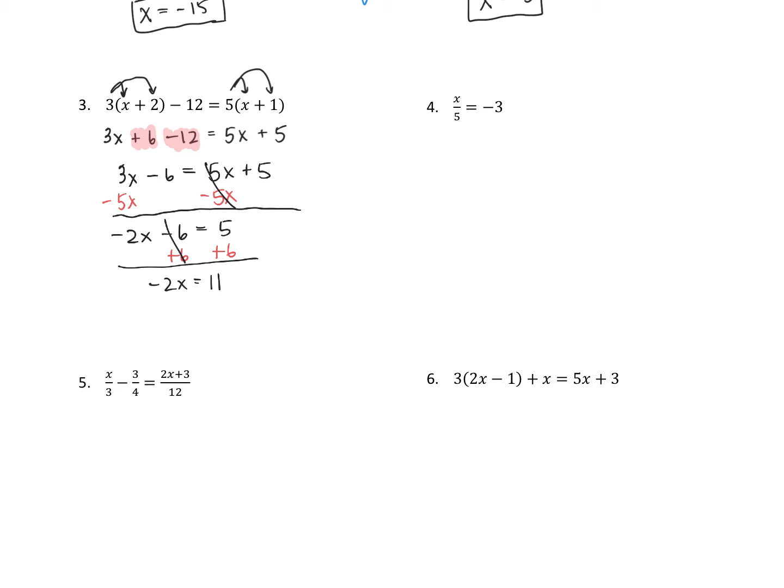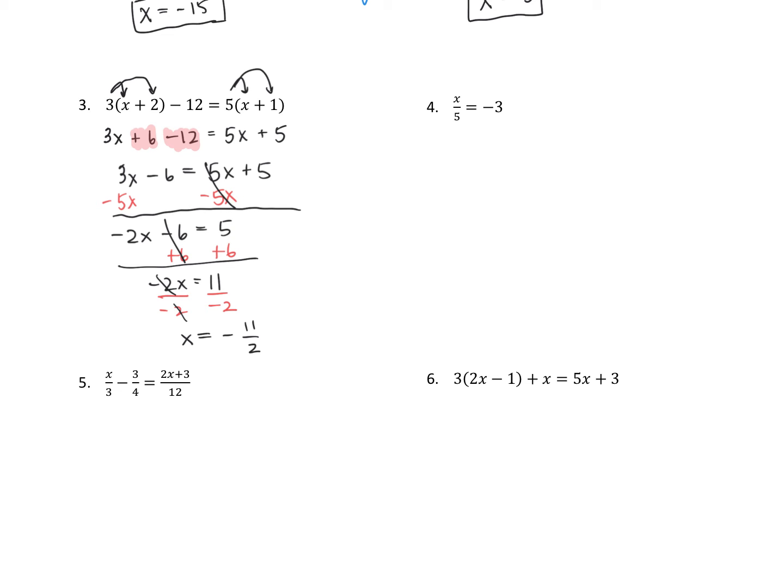So negative 2x, that means negative 2 times x. To undo multiplication, we divide. So we're going to divide both sides by negative 2. That will give us x equals. 2 does not go into 11 evenly. It also doesn't reduce. So negative 11 halves would be the solution here.